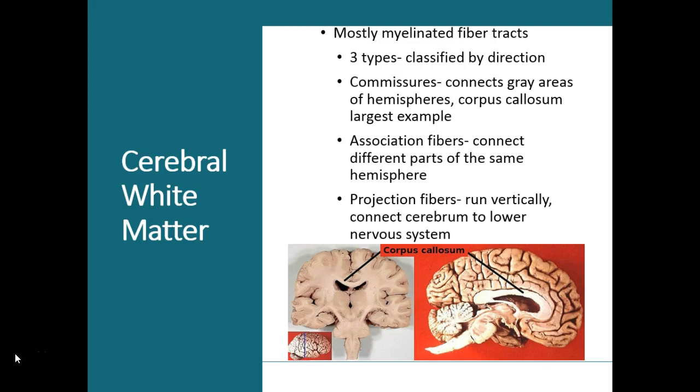So the white matter is going to be made up of these myelinated axons, remember, that are forming tracts that allow for communication from one area of the brain or the central nervous system to others.